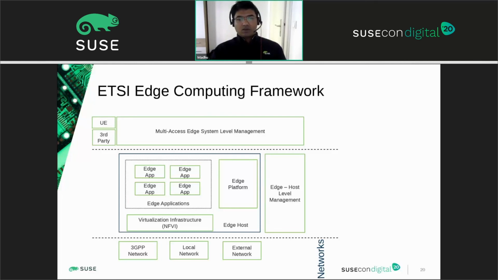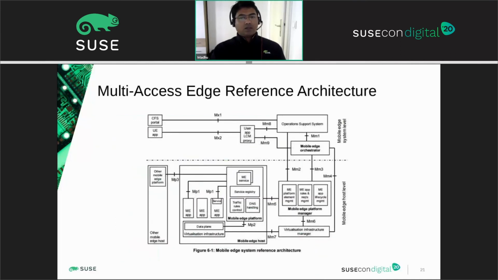Wired, wireless, local networks, external networks, or 3GPP mobile network, and similar infrastructure. So based on this framework, ETSI also has a proposed reference architecture. The mobile edge system works on the basis of an orchestrator to orchestrate all the services, talking to the edge platform manager, which in turn communicates to the edge platform.